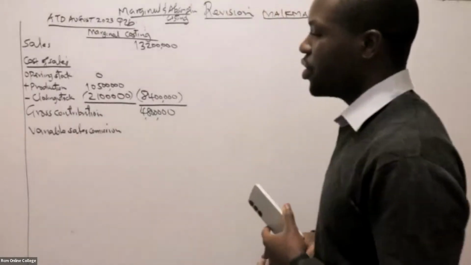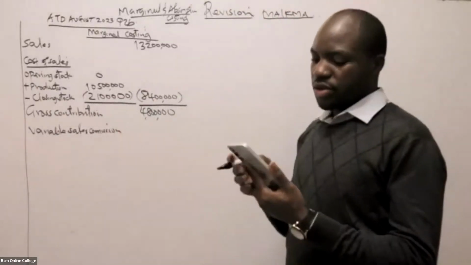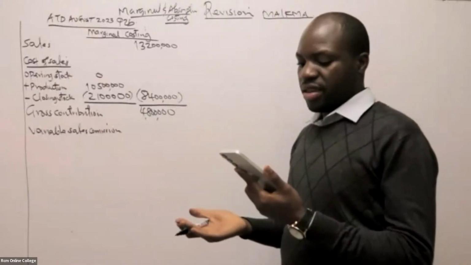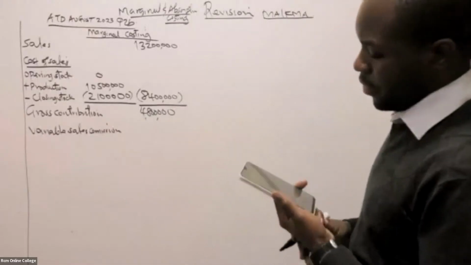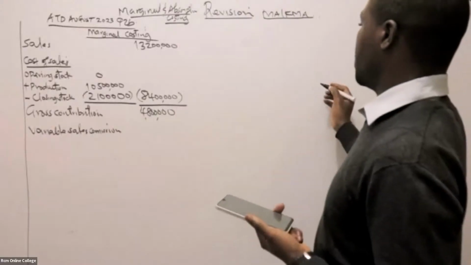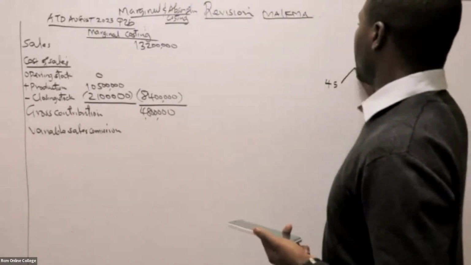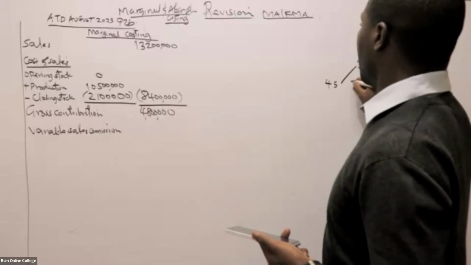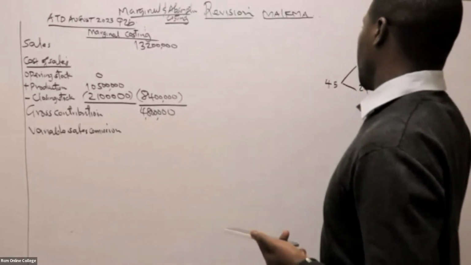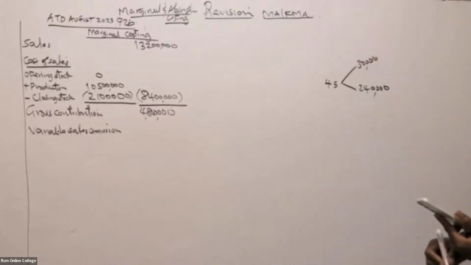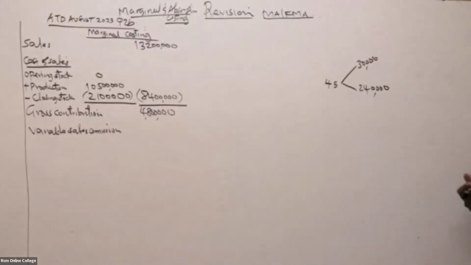Maybe in your exams, you will not be given variable sales commission as a lump sum figure in that order. What if the variable sales commission in your exams is equal to 45 shillings per unit? Will I multiply it by 30,000 or multiply it by 24,000? Assuming variable sales commission, and we need to take the actual, not budgeted. If it was given as 45 per unit, will I multiply it by 24,000 or 30,000?